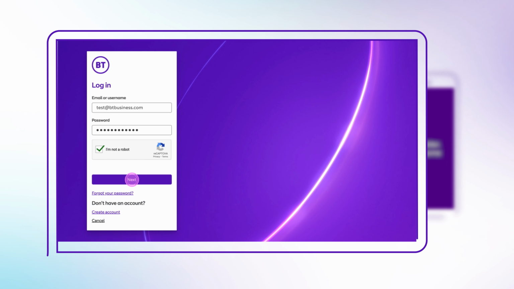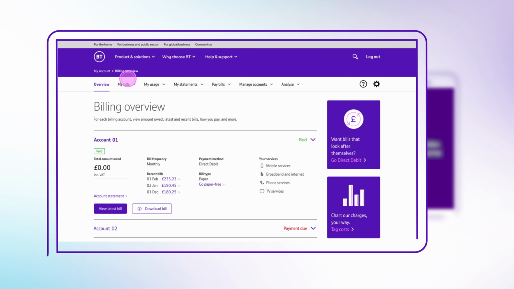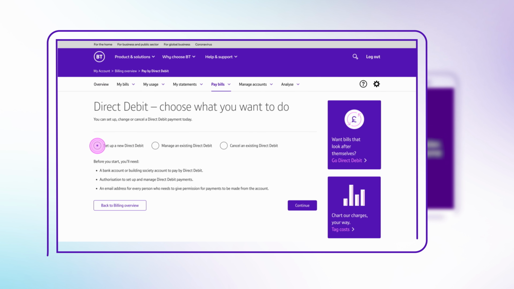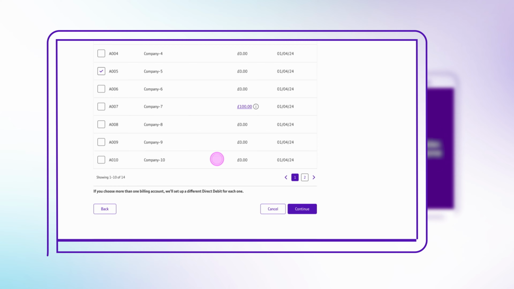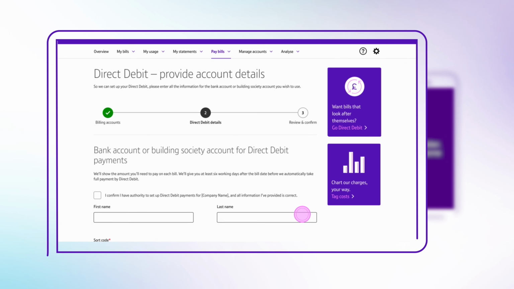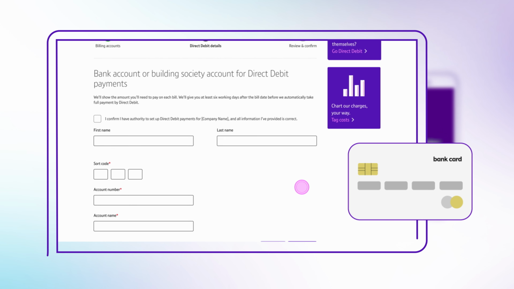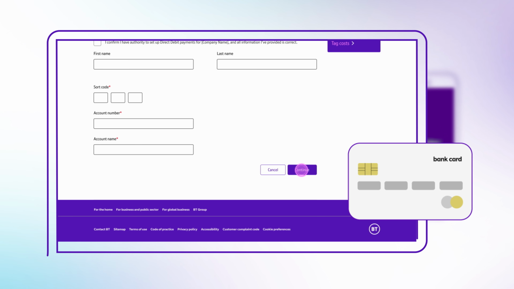Log into My Account, go into Billing, select Pay Bills, then Pay by Direct Debit. And make sure the right account is selected. You'll need to have your bank or building society details ready, but we'll walk you through every step.